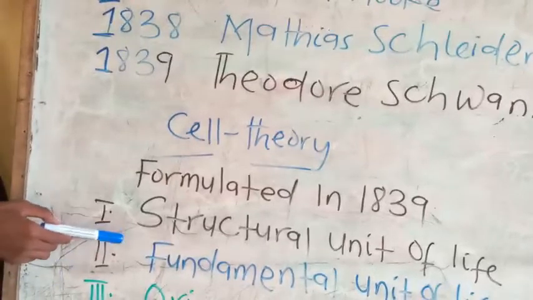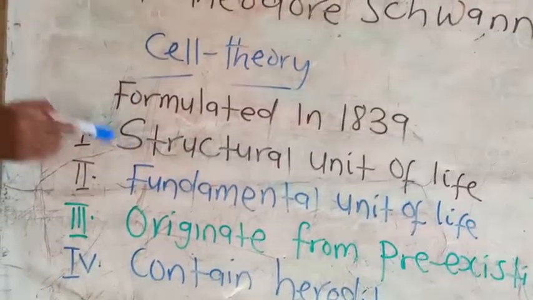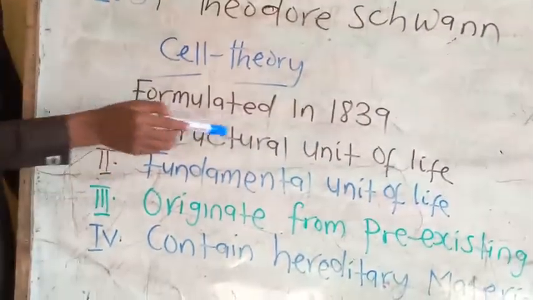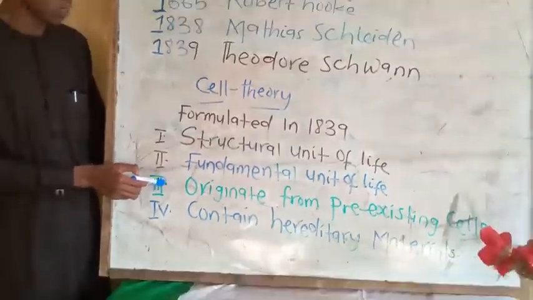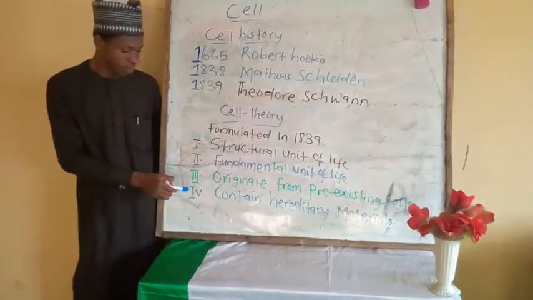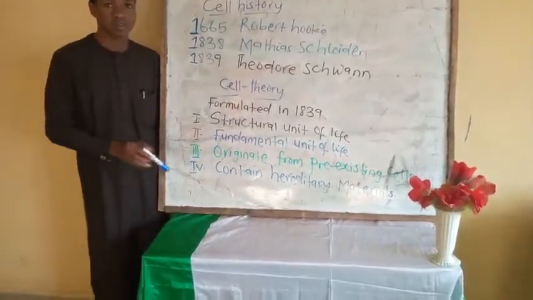So the theory is as follows. The first one, cells are the structural unit of life. Second, they are the fundamental unit of life. Third, they originate from pre-existing cells. The last one, cells contain hereditary materials.